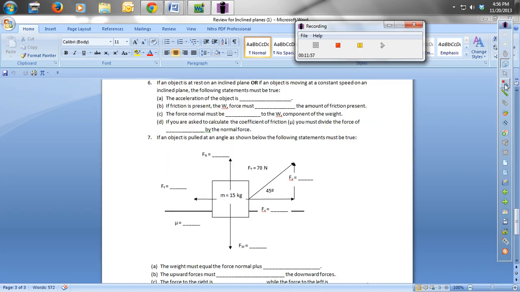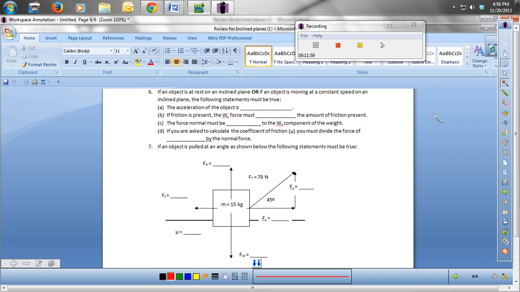Okay, we're on our last page now. And I said if an object is at rest or moving at a constant speed on an inclined plane, the following things must be true. The acceleration must be 0. There can be no acceleration. If friction is present, Wx must equal the amount of friction present. The normal force must be equal to Wy. If you're asked to calculate the coefficient of friction, mu, you must divide the force of friction by the force normal.